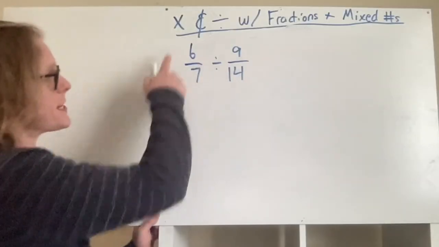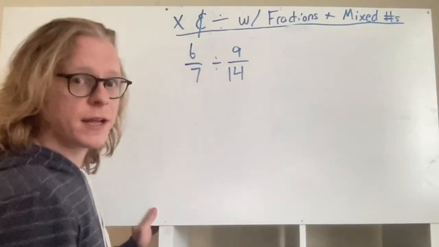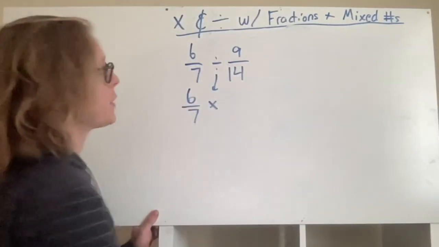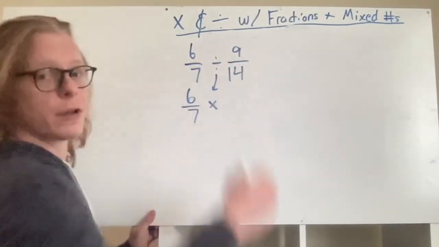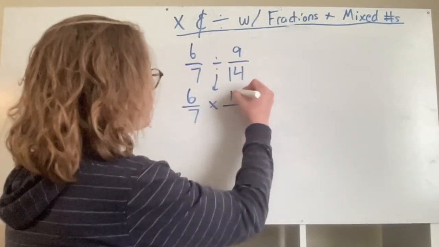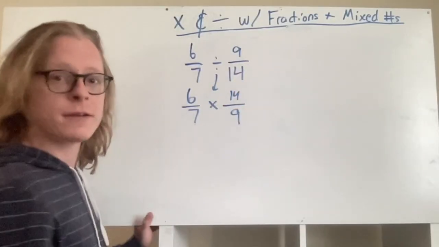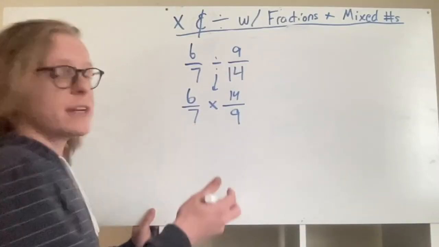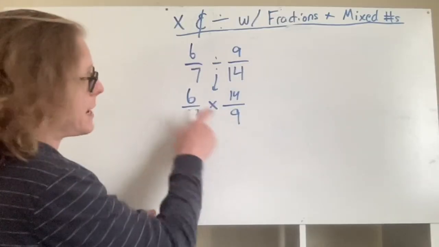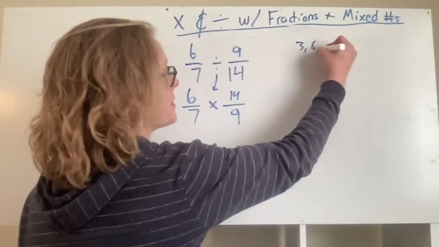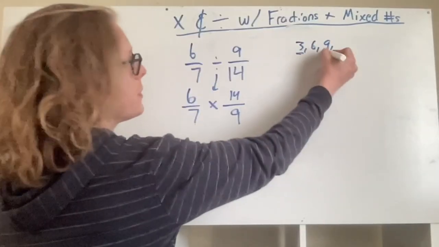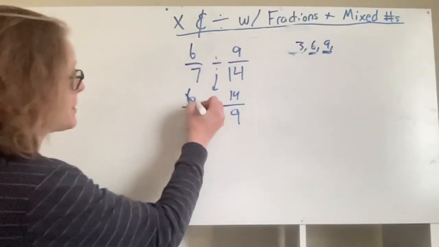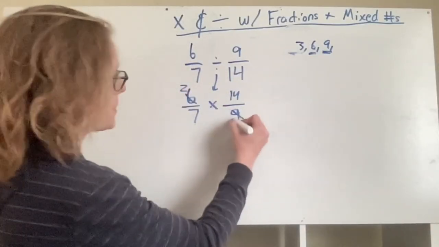Okay, the next one we're going to look at, 6/7 divided by 9/14. Let's review the process. I change it to multiplication. What am I going to multiply by? The reciprocal of 9/14, which is 14/9. Now that I've changed it to multiplication, we know how to do that. What should we check for? We should check to see if we can cross cancel. 6 and 9, well, those are both 3 times tables. 3, 6, 9 times 1 and times 2 and times 3, right? So this is 3 times 2 and this is 3 times 3.